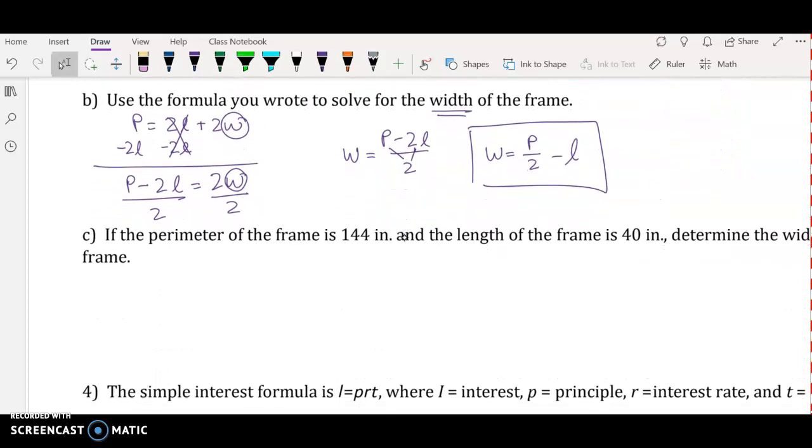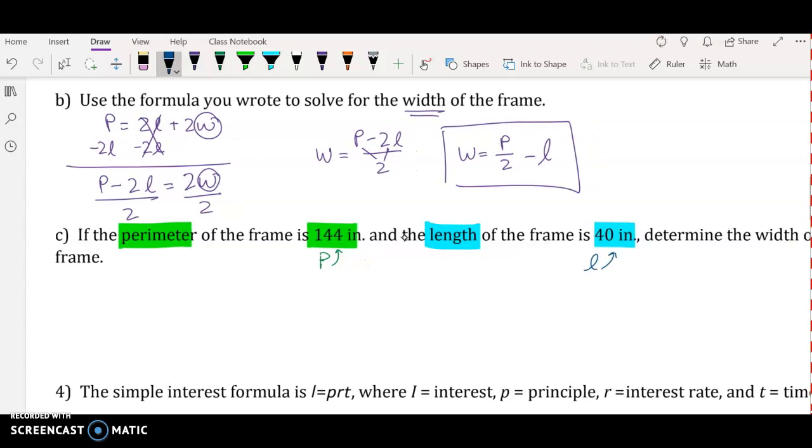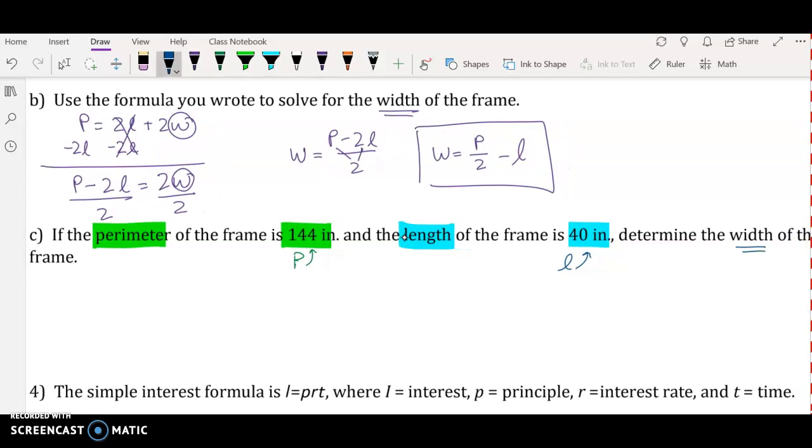So the reason why we're doing this is because now we're going to apply it. So this next part, we're told the perimeter is 144 inches. That is the P in the formula. The length of the frame is 40 inches. That is the L in the formula. We want to determine the width of the frame. So we don't know what W is. That's what we're trying to find.